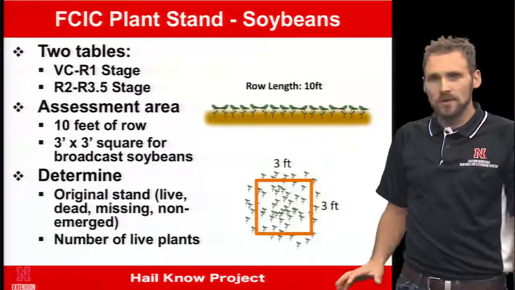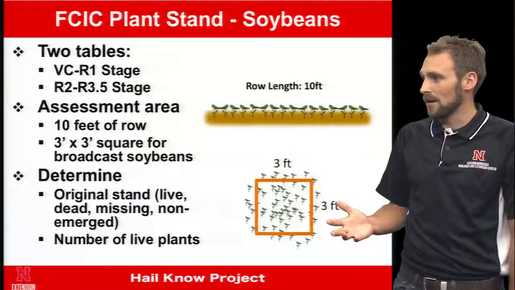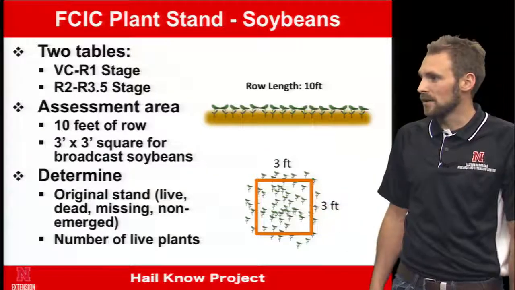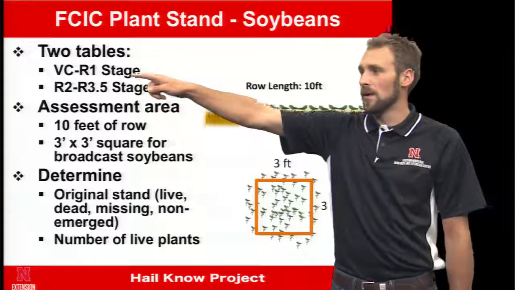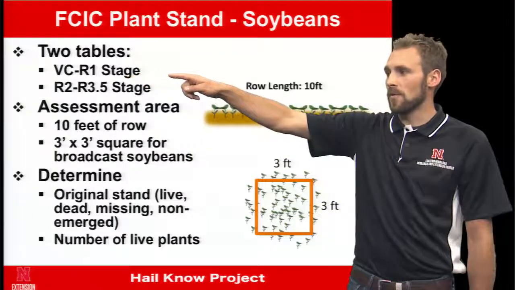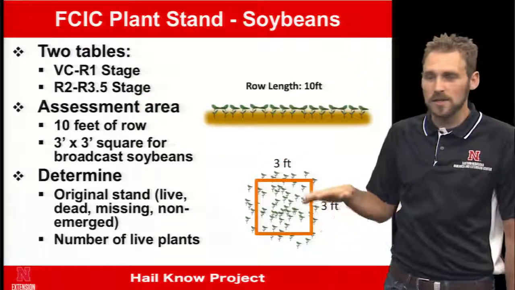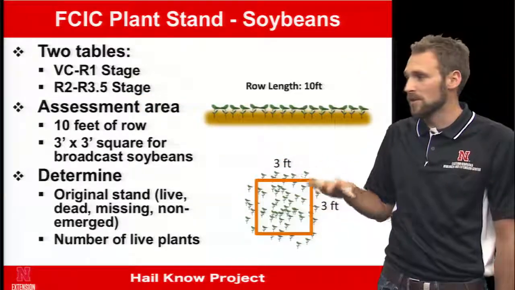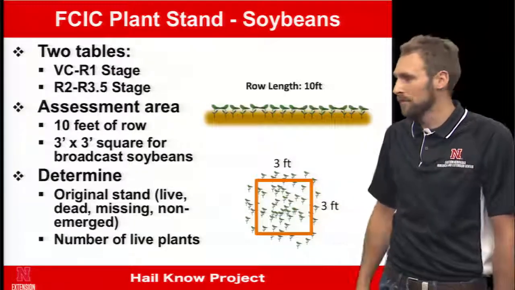Okay, so moving into plant stand assessments, we have, again, just like corn, if you saw the corn presentation, 2 different stages that we're evaluating, 2 different tables: from the cotyledon stage all the way through to R1, and then from R2 to R3.5. Yield loss assessments on losses are different between those 2. So if you're getting to those tables, make sure you're in the right table.